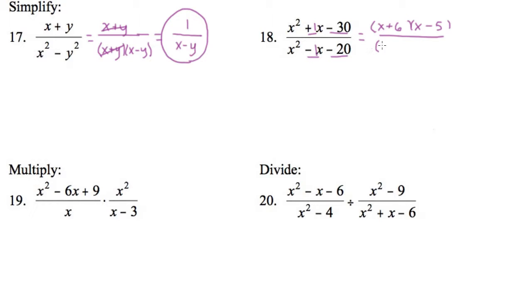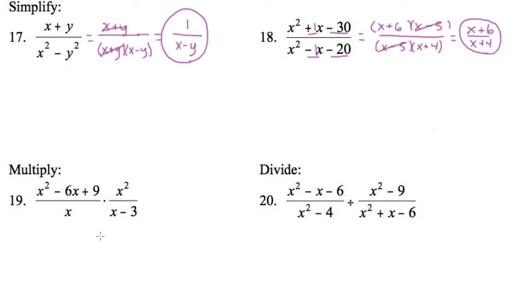What two numbers multiply to be negative 20 and add to be negative 1? That'd be x minus 5 times x plus 4. Now that I've factored, now I can cancel. My x minus 5's cancel. So I have x plus 6 over x plus 4. Again, notice my x's here cannot just cancel out, one from top, one from bottom, because I have the adding there.